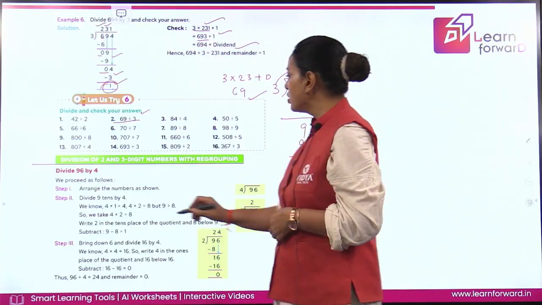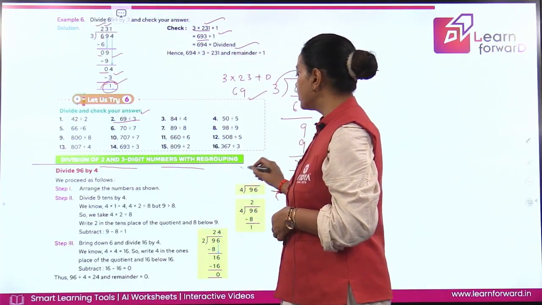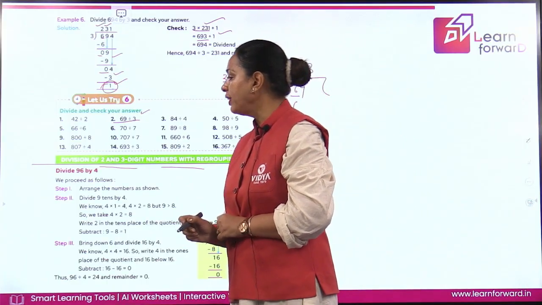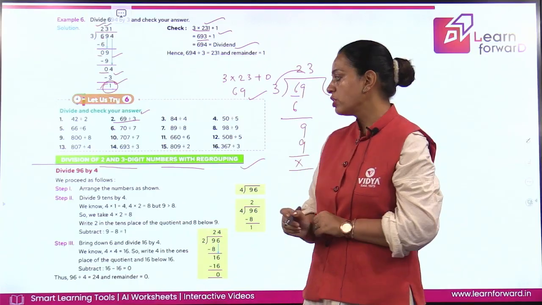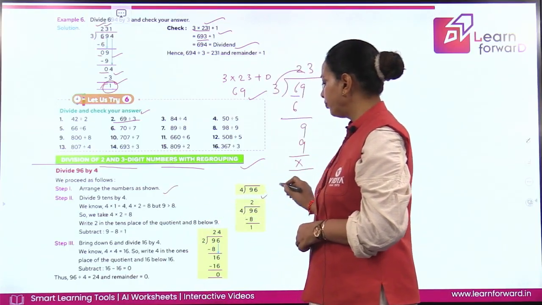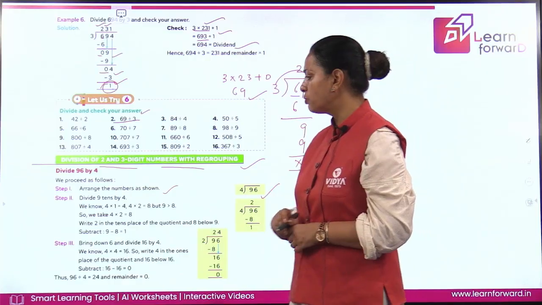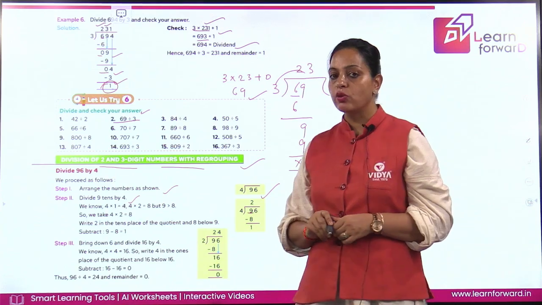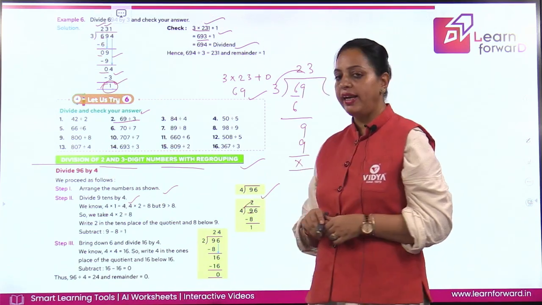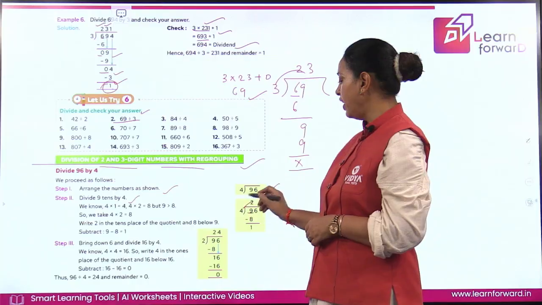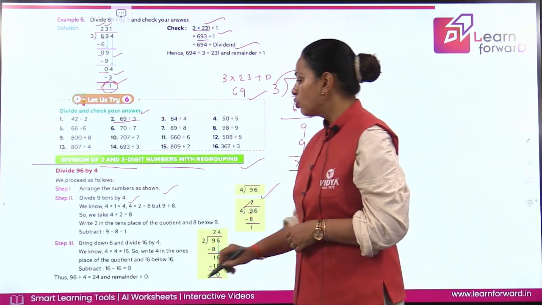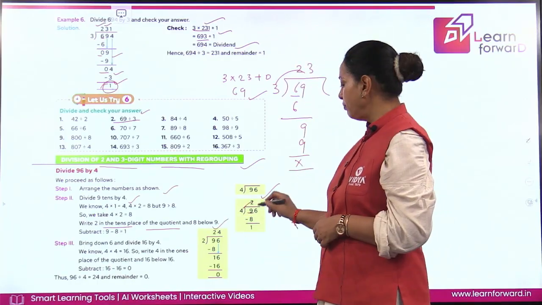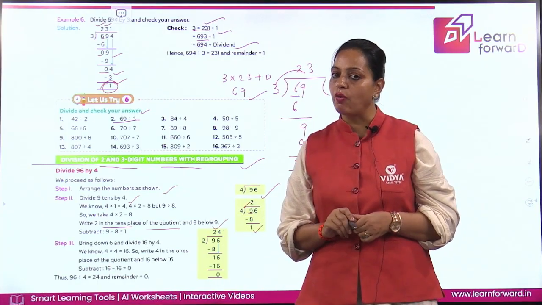Now we are talking about division of 2 and 3 digit numbers with regrouping. See these questions very carefully. Now divide 96 by 4. So step 1, arrange the numbers as shown. Now step 2, divide 9 tens by 4. You know 4 2s are 8. We cannot take 4 3s. We will take 4 2s are 8. Okay. So write 2 in the tens place of the quotient and 8 below 9. Now subtract 8 from 9. We will get 1. Okay.